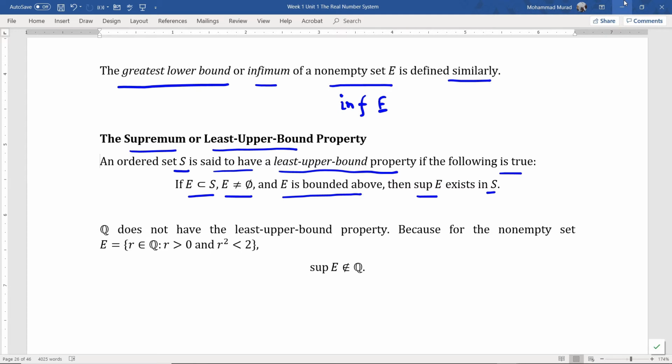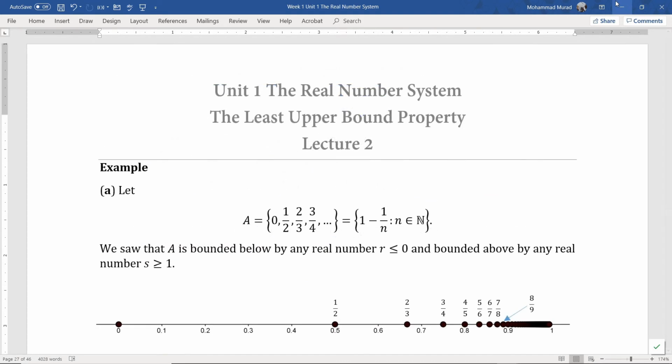For example, the set Q does not have the least upper bound property because for the non-empty set E, which contains all the positive rationals whose square is smaller than 2, the supremum doesn't exist in Q. Let's look at the example A again. We saw that the set A is bounded below by any real number r smaller or equal to 0, and it is bounded above by any real number s larger or equal to 1.